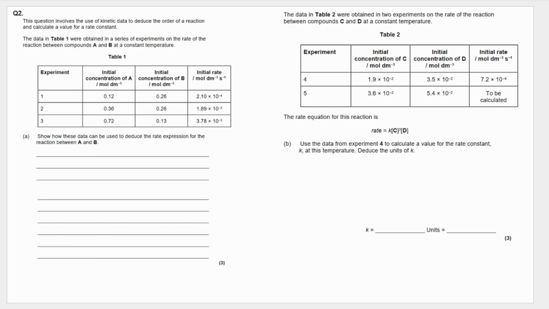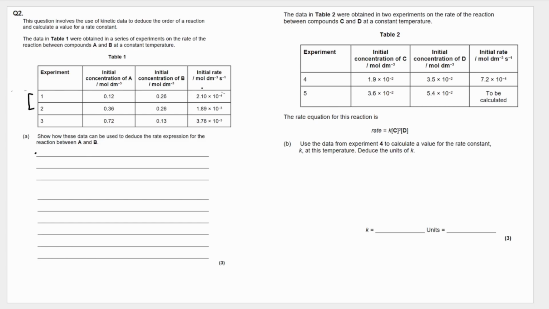In this question we've been given yet more data, but we're asked to interpret the different rate of reactions and rate law orders with regards to specific reactants. So we've been asked to show how this data can be used to deduce the rate expression for the reaction between A and B.